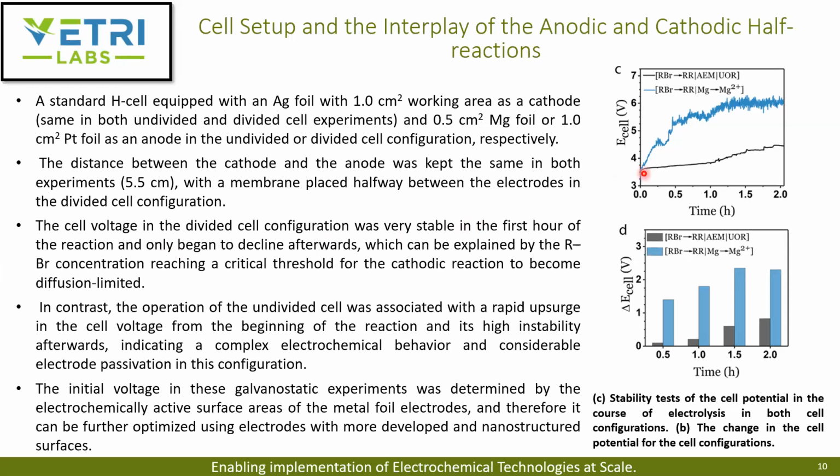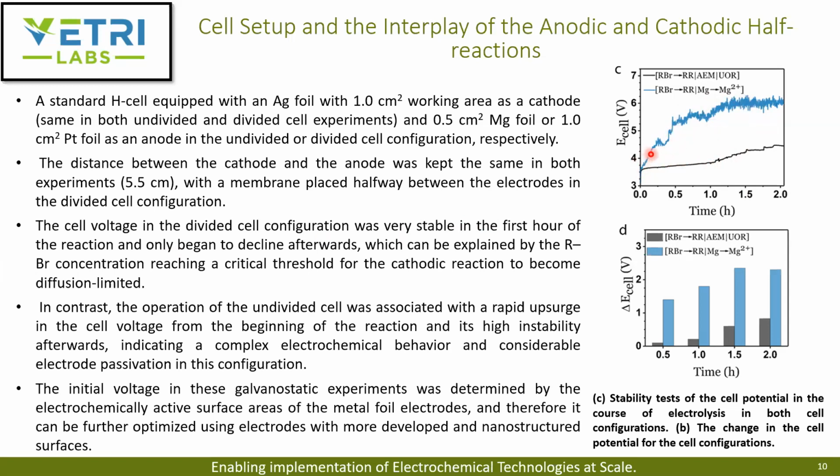As we can see on this plot, the cell voltage in the divided configuration, where we have the urea oxidation on the anode, was very stable in the first hour of the reaction, and it only began to decline afterwards, which can be explained by the RBR concentration reaching a critical threshold for the cathodic reaction to become diffusion limited.